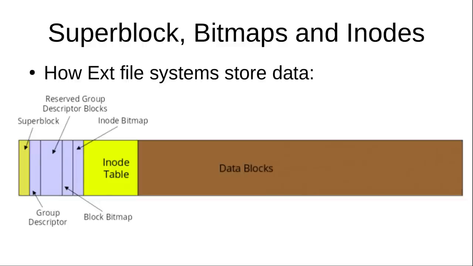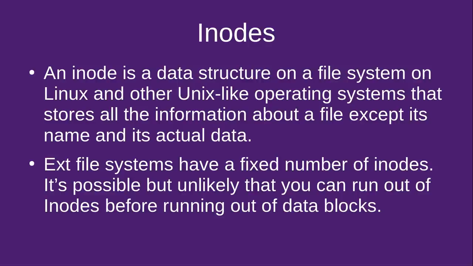So let's talk about inodes, because they're actually more interesting than SuperBlocks or group descriptors. And they really get into the nitty-gritty of actually what a file is on a Linux system. So an inode is a data structure on a file system on Linux and other Unix-like operating systems that stores all the information about a file except its name and its actual data. So after I read that, you're probably saying to yourself, well, I understand that the data is going to go in the data pool, but where's the name? The name is in the directory.